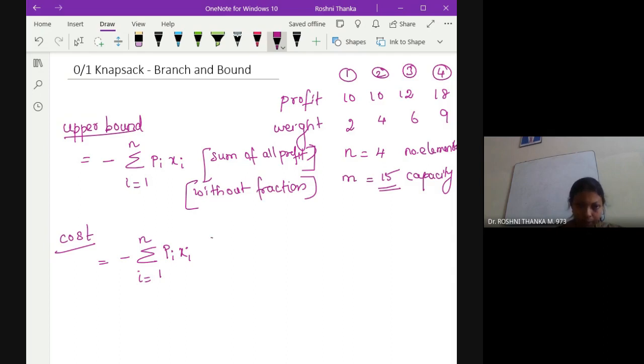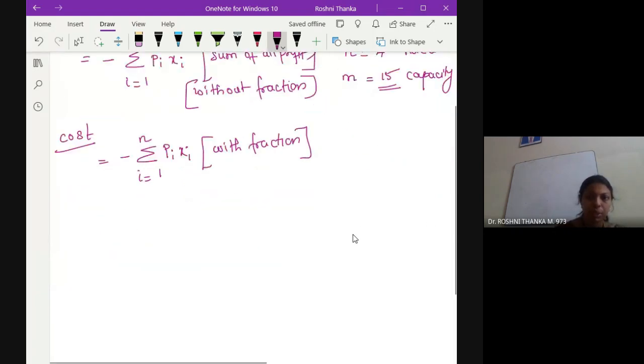But the difference between these two is that when you calculate the cost, you have to calculate with fraction. Even though we know 0/1 knapsack means we won't take any item as a fractional one, still, when you calculate the cost, you have to take the fraction part also. So if you know these two things, you can do this problem. Remember the upper bound: there we sum up all the profit without fraction, and in the cost again we sum up all the profit but with fraction. So for each and every object you have to calculate this.